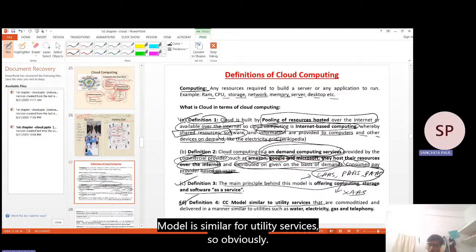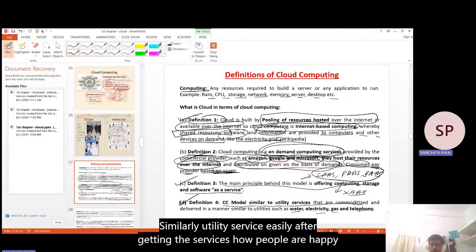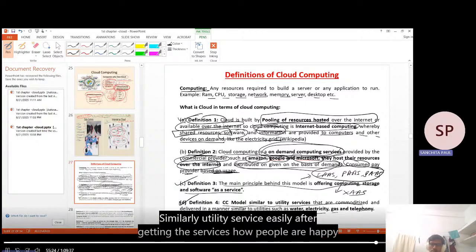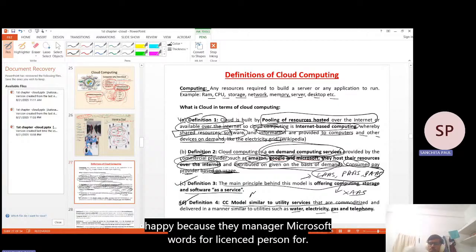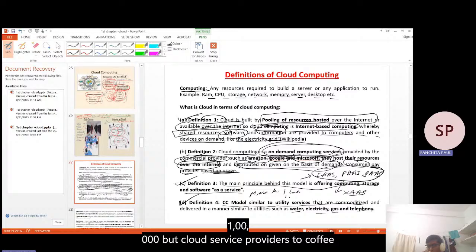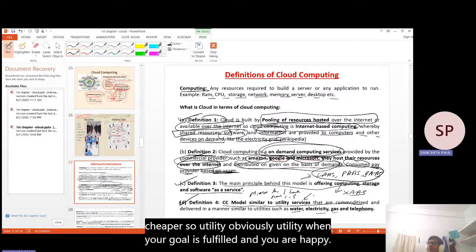Obviously जैसे electricity, water, gas, telephone ये सब utility है. Similarly utility service इसीलिए बोला जाता है क्योंकि after getting the services people are happy. Microsoft Word को खरीदने के लिए लाइसेंस वर्जन को खरीदने के लिए हमको 1 लाख पे करना पड़ता है, या MATLAB को खरीदने के लिए 1.5 लाख हमको पे करना पड़ता है. बट अगर हम क्लाउड सर्विस प्रोवाइडर से बोले तो काफी चीपर रेट में उसको हम लोग खरीद सकते हैं.